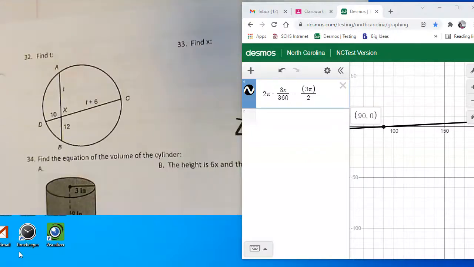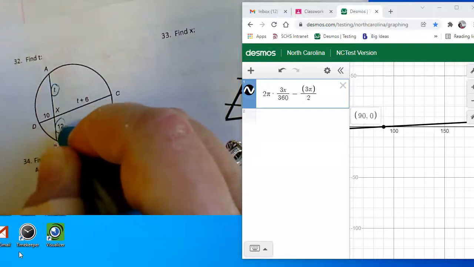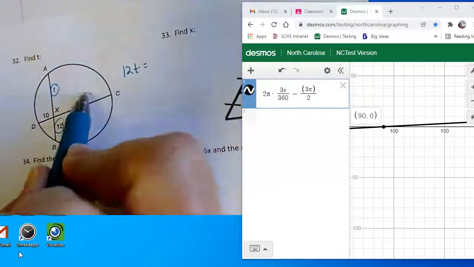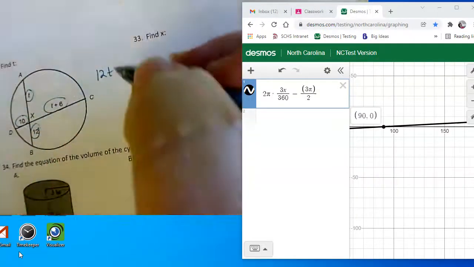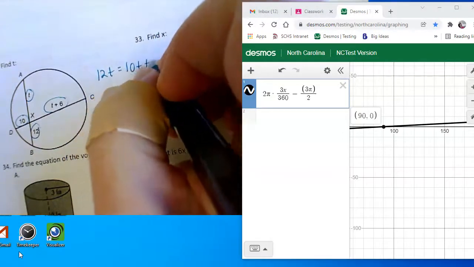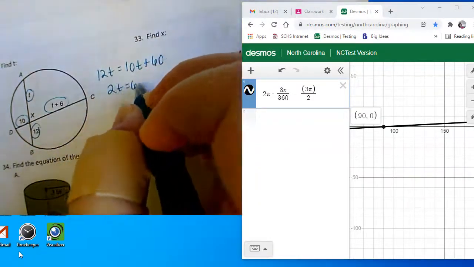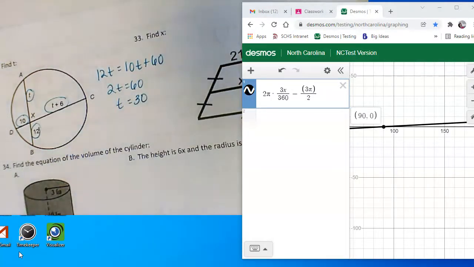Okay, so some more circle type problems. When you're looking at the segments inside the circle, this is where you multiply the segments on the same segment together, 12t. And then you multiply these two segments together. Just make sure that 10 multiplies by both of those. 10t plus 60. Subtract 10t. Divide by 2. And so t is 30.